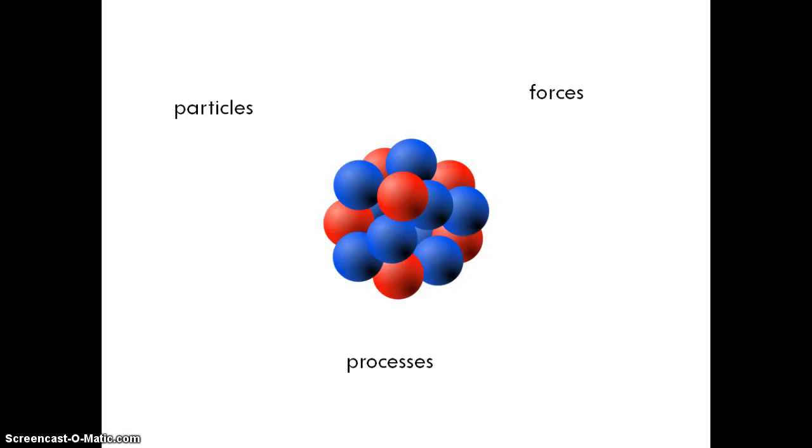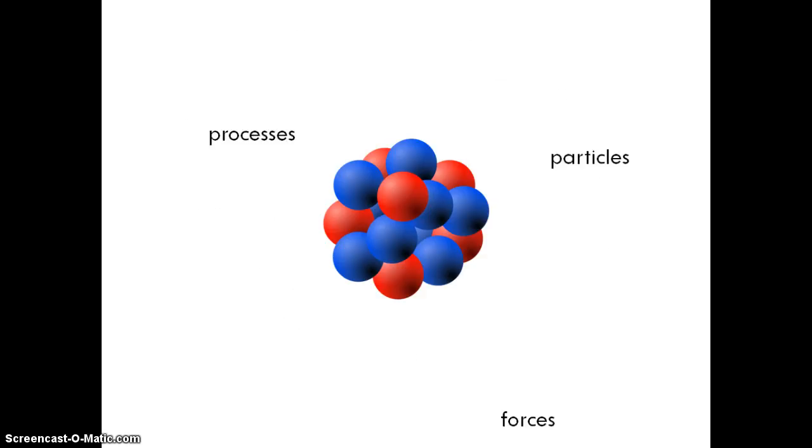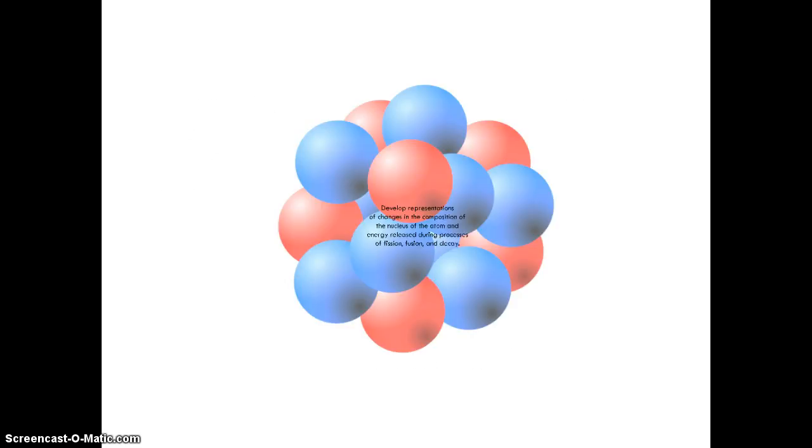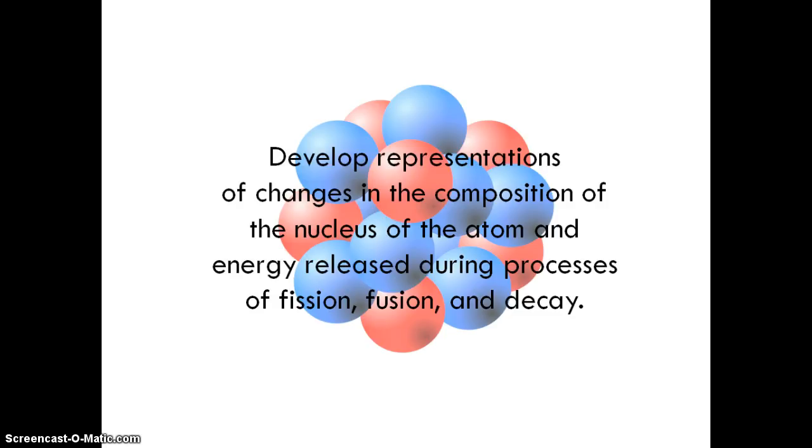This unit we've been really focused on the particles, the forces, and the processes that occur in the nucleus of the atom. So what we want to do is take all the information we've learned and use it to develop representations of changes in the composition of the nucleus of the atom and energy released during processes of fission, fusion, and decay. So let's focus on how we're going to go about tackling this complex learning target.